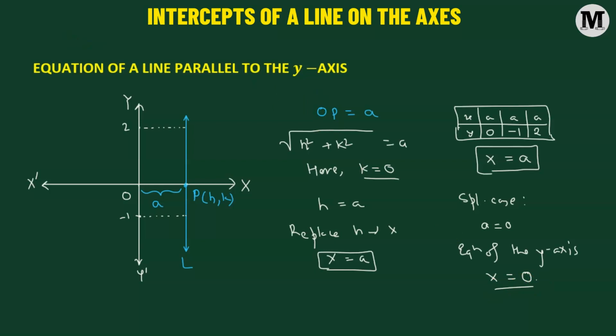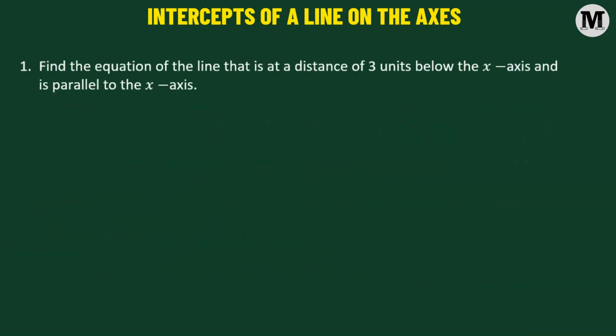Fine. Let's apply all of these ideas to solve a few problems. We need to find out the equation of a line that is at a distance of 3 units below the x-axis and is also parallel to the x-axis.